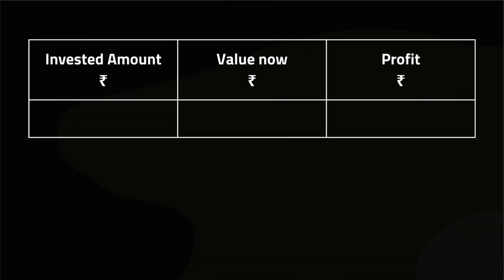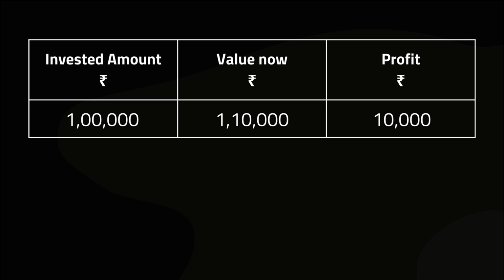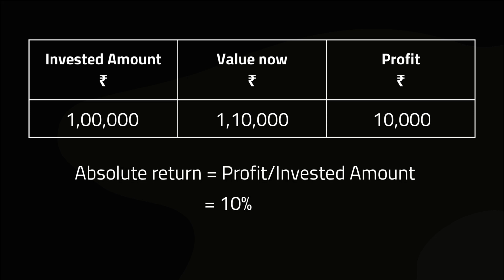Suppose you invested 1 lakh rupees and it grew to 1 lakh 10,000. Your profit is 10,000 rupees. So your absolute return is 10,000 divided by 1 lakh, that is profit divided by investment, which is equal to 10%. Now here is the problem.